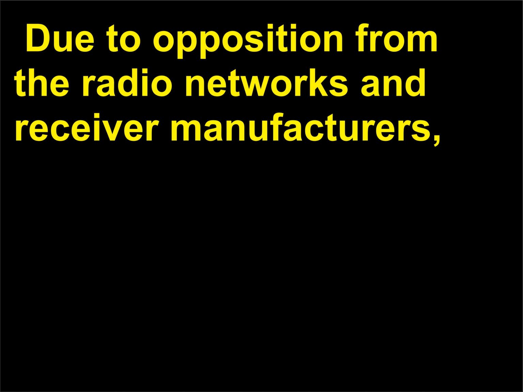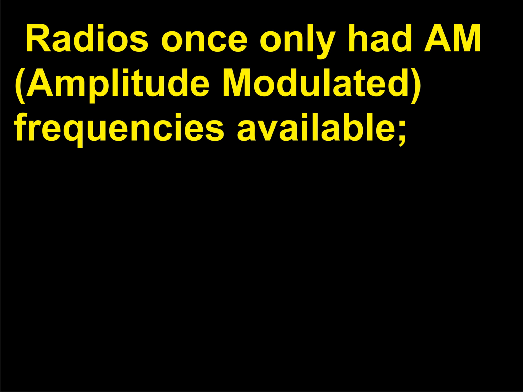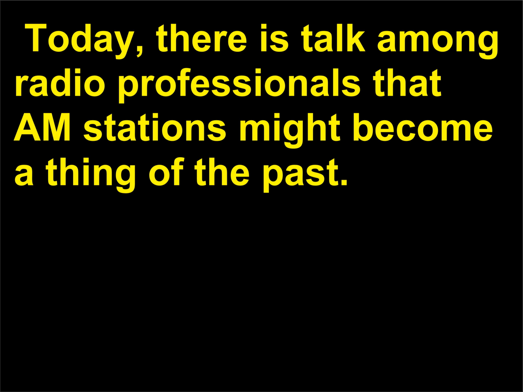Due to opposition from the radio networks and receiver manufacturers, commercial FM broadcasts were delayed and did not become widely available until after World War II. Radios once only had AM, amplitude modulated, frequencies available. Then came FM, frequency modulated, in 1939. Today, there is talk among radio professionals that AM stations might become a thing of the past.